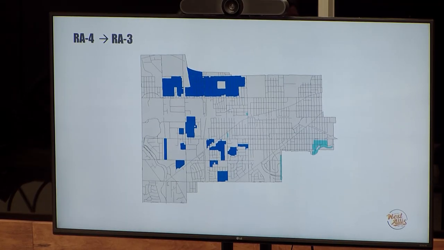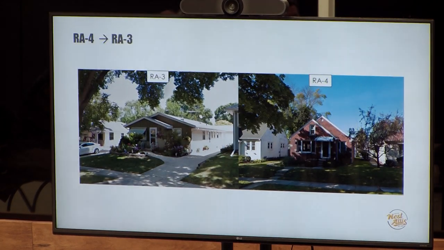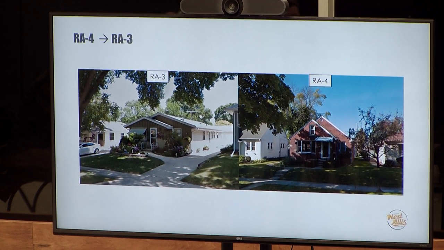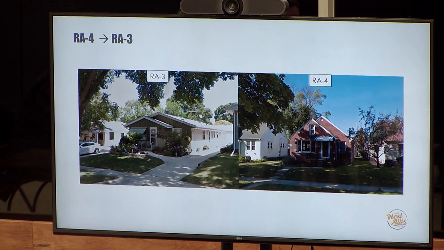It's really just in the southeast corner of the city, pretty much. There's actually a couple of random spots in the middle that are also zoned RA4. We're going to be merging that into the RA3 district. Here's some examples of the types of homes you might see in these districts. They're both pretty similar, typically smaller ranch-style homes on small to moderate-sized lots. These are good examples of having a very similar character, so we want to merge these together.